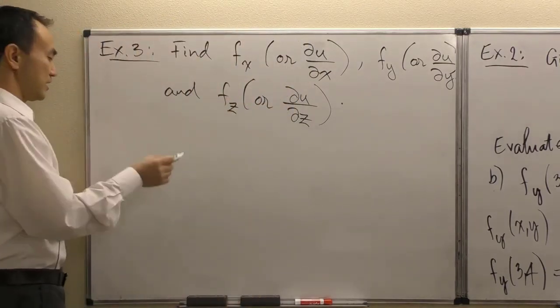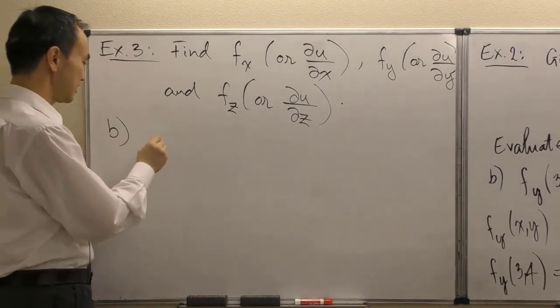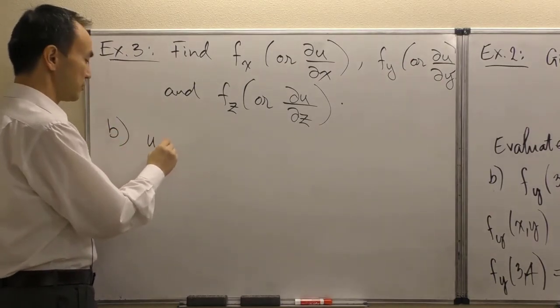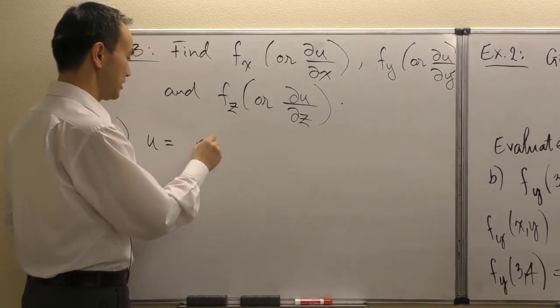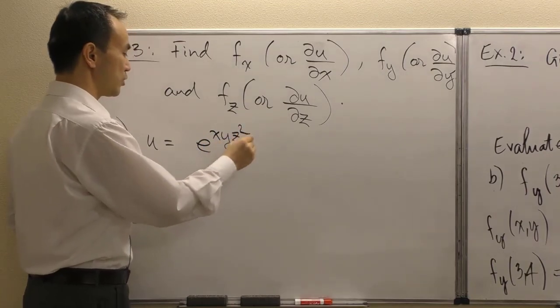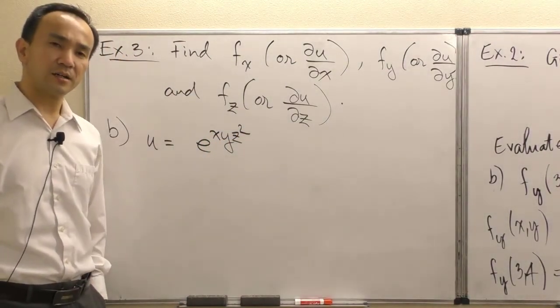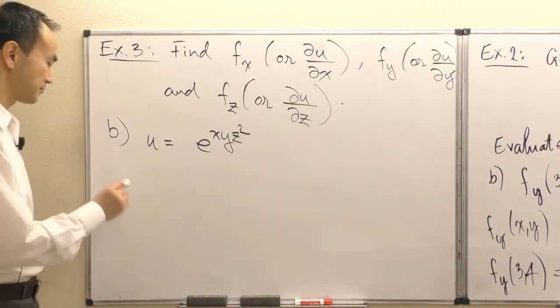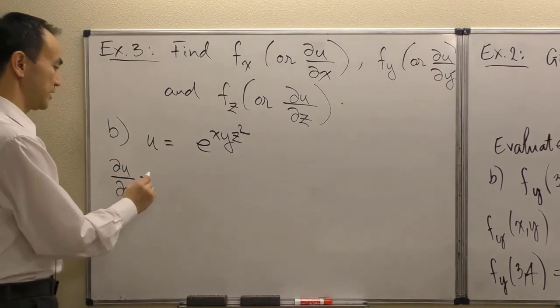All right, so now with this problem, how about in part B right here, let's look at u as a function equals e to the xyz squared. What's that? E to the xyz squared. All right, so du dx, let's find that first.